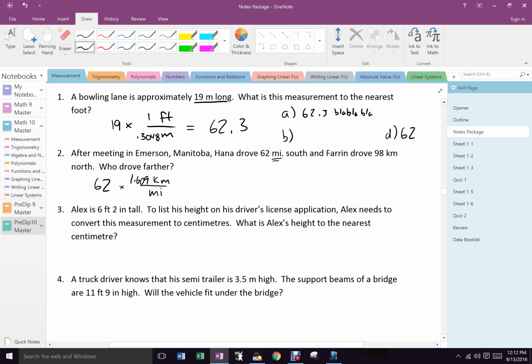Do I care about divided by 1? Dividing by 1 doesn't change the value, does it? So this is just 62 times 1.609. And I go to my calculator and I get my answer. And it's going to be around 100, right? Somebody's done the work. What is it?